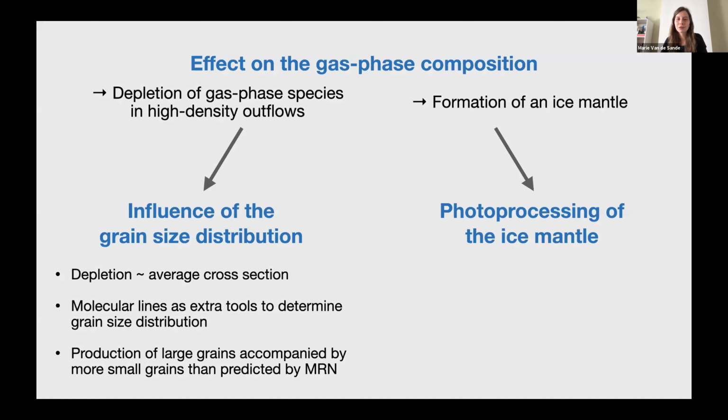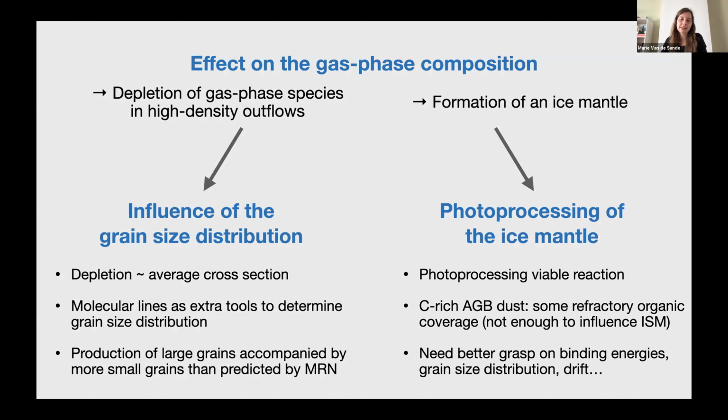So again, to our overview/conclusion slide, photoprocessing is a viable reaction in AGB outflows. Oxygen-rich dust is only negligibly covered. Carbon-rich dust, well, there's some coverage, but not enough to influence the ISM. But in order to better understand the refractory contribution, or just to model the contribution of specific carbon-rich stars, we need a better grasp on chemical things such as binding energies, but we also again need to better understand the grain size distribution and the drift velocities throughout the outflow. And in this set of interconnected questions, I'd like to end my talk and thank you for your attention.